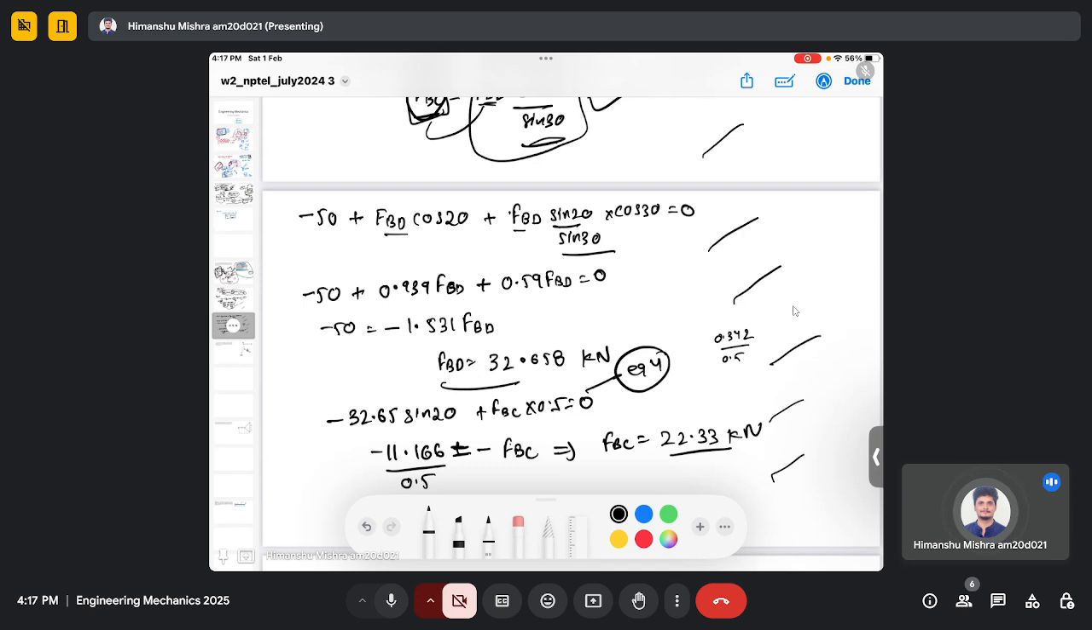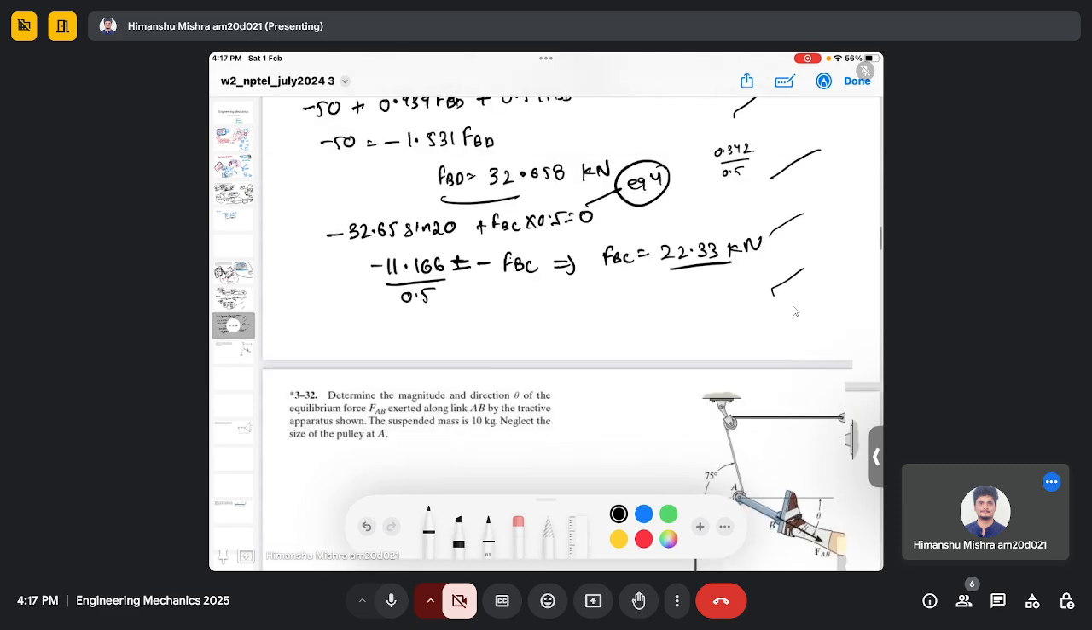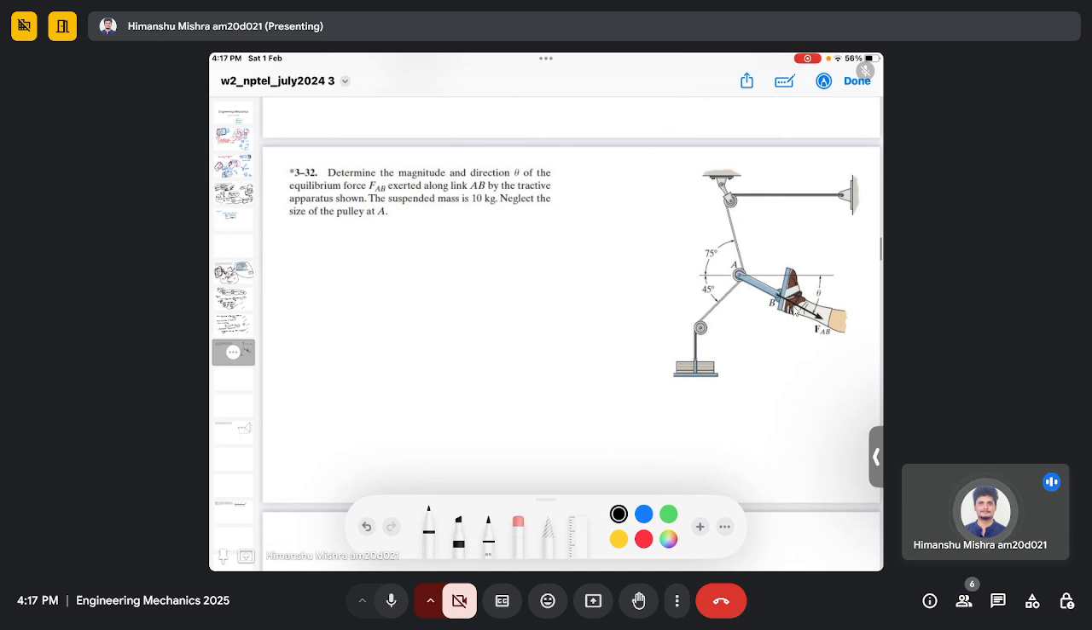So if not, then we can move to the next problem. So you can see it's a similar problem again. Here you need to determine the magnitude and direction theta of the equilibrium force AB exerted along the link AB by the tractive apparatus as shown. The suspended mass is 10 kilogram, which means this has a mass of 10 kg. I need to determine the force at AB.